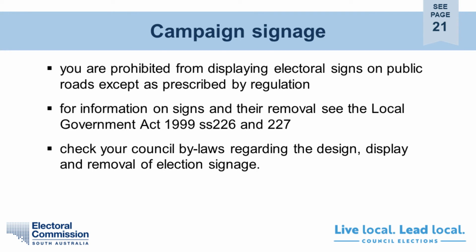Changes to the legislation mean that you are prohibited from displaying any electoral advertisement or poster displaying electoral material made of corflute, plastic, or other material on a public road. This includes any structure, fixture, or vegetation on a public road. A $5,000 penalty applies. Signs can be displayed on private property with the permission of the owner and locations not deemed as roads. For guidance on movable signs, refer to the Local Government Act of 1999 and check your council bylaws relating to the design, display and removal of election signage.